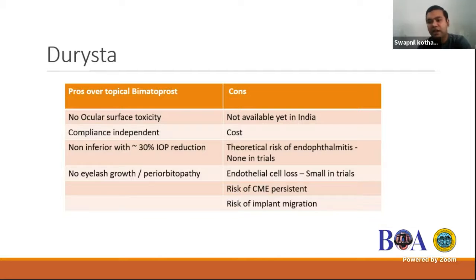Cons: not available in India. Cost might be more. There is always a theoretical risk of endophthalmitis when we are talking about any intraocular procedure. Since this sits in the inferior iridocorneal angle near the cornea, there is a small risk of endothelial cell loss, and hence it has been approved for a single use, though people are using it off-label in multiple use case scenarios. As with all prostaglandin analogs, there is a risk of CME, and since it is a non-anchored implant, there is a risk of implant migration.